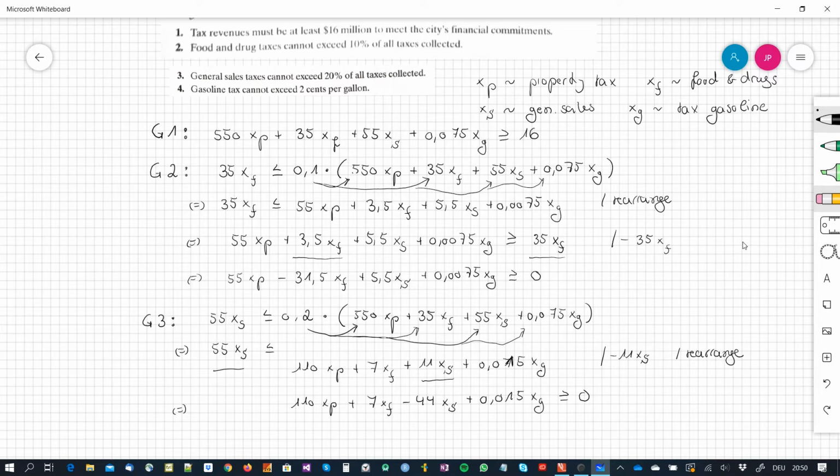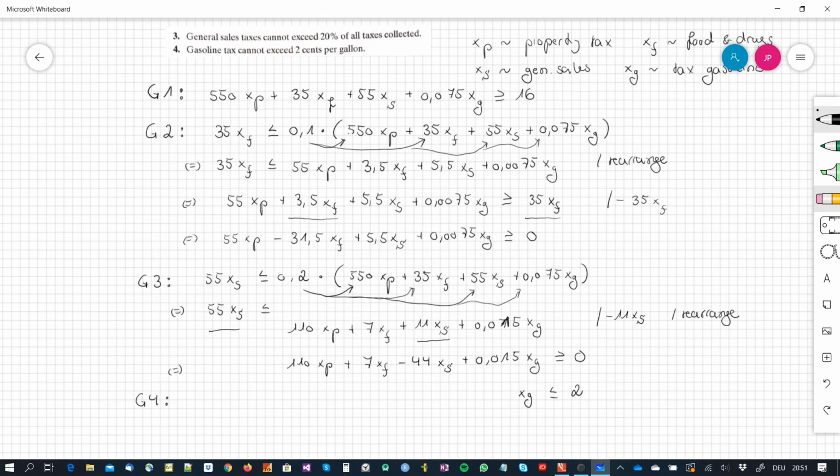Now the last goal, the fourth goal, is fairly easy. Gasoline tax cannot exceed 2 cents per gallon. That means that our xg shall be smaller or equal to 2.